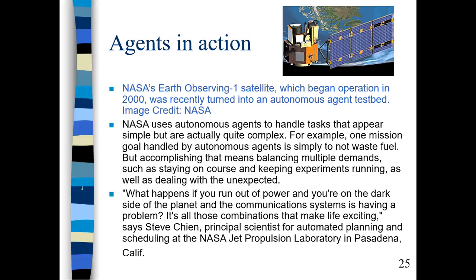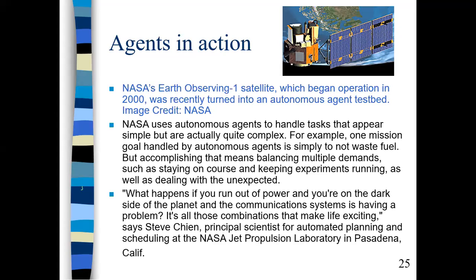Okay, this is some example of agents in action. For example, in NASA, the Earth Observing One satellite, which began operation in 2000, was recently turned into an autonomous agent test bed. So NASA used autonomous agents to handle tasks that appear simple but are actually quite complex. For example, one mission goal handled by an autonomous agent is simply to not waste fuel, but accomplishing that means balancing multiple demands, such as staying on course and keeping the experiments running, as well as dealing with the unexpected. So NASA used one autonomous agent where the mission is to not waste fuel. That's only the mission, but it has a very great impact.